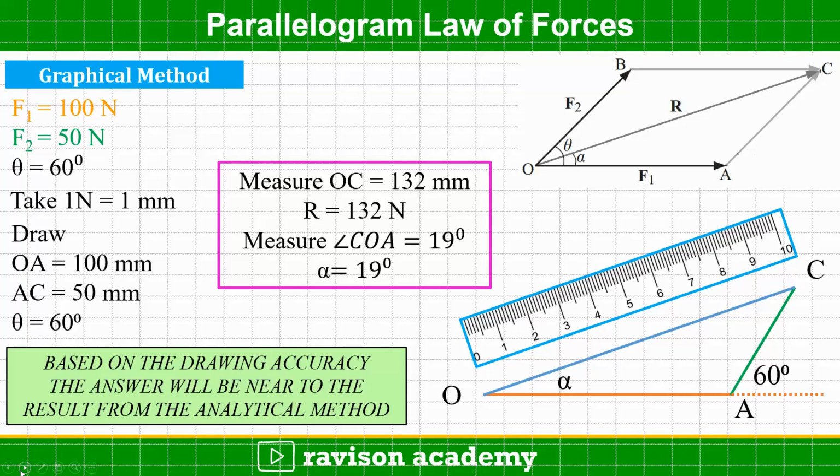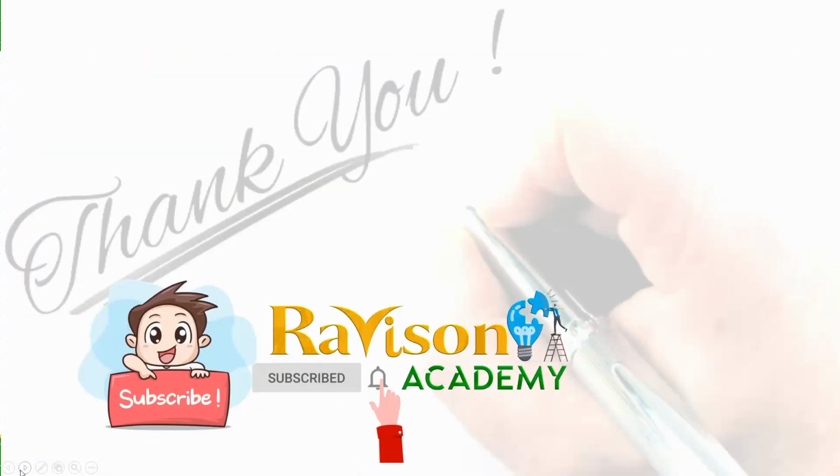So here we reverse it: 132 mm is equal to 132 Newton, and on measuring the angle COA, you will get alpha equal to 19 degrees. So based on the drawing accuracy, we get the answer near to the analytical method. Thank you.